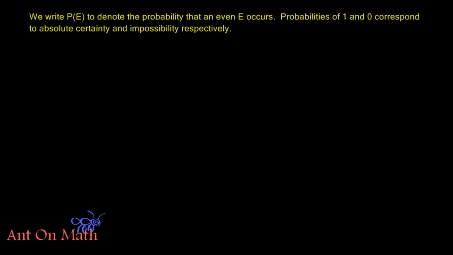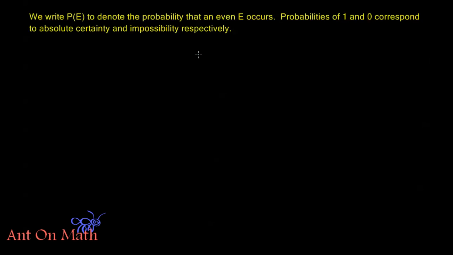Now this is the first video, so of course, as per usual, I need to start off with a bunch of definitions and terminology. So we write P of E to denote the probability that an event E occurs. So P of E is going to be a function. P is the function, E is the input of the function, where E is some event of an experiment. Now probabilities of 1 and 0 correspond to absolute certainty and impossibility respectively.